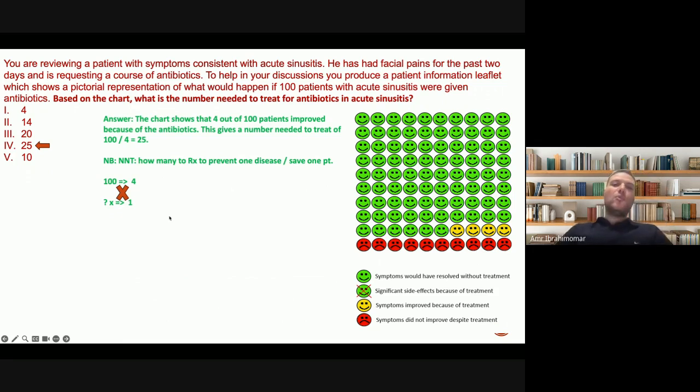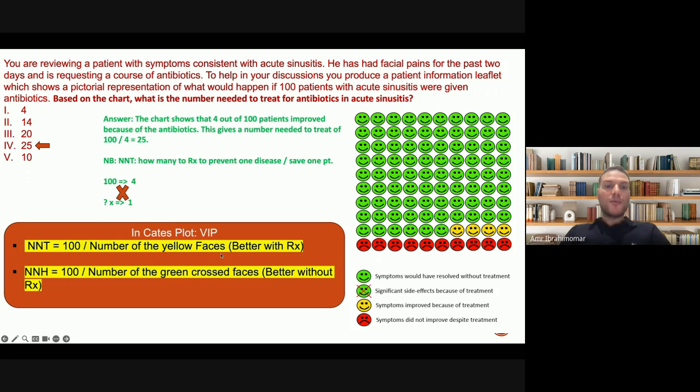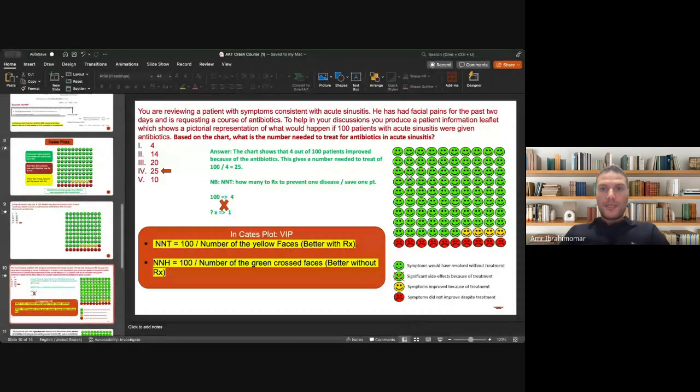Someone doesn't like too much complex situations and he would like to know just the equation to quickly make it. Well, it's very easy. How you can calculate number needed to treat? 100 divided by the number of yellow faces. 100 divided by the number of yellow faces, it will give you number needed to treat. What is the number needed to harm? 100 divided by the green crossed faces. This is the number needed to harm. All right. I hope it is now easy.